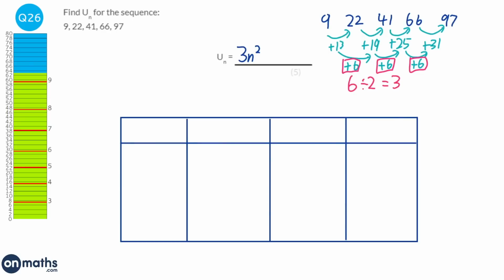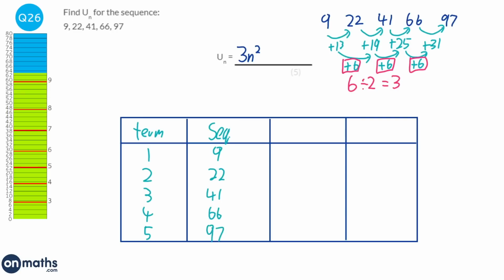And we're going to have our term number and our sequence. So term numbers will just be first, second, third, fourth and fifth. So 1, 2, 3, 4, 5. The sequence is just 9, 22, 41, 66 and 97.